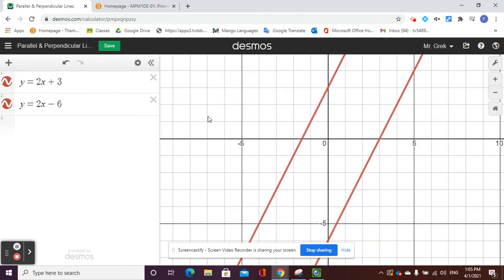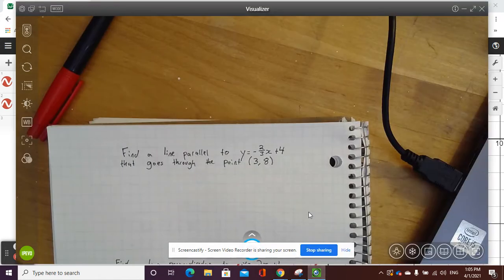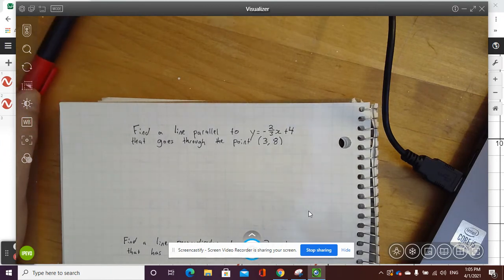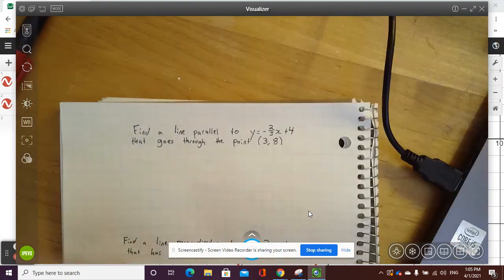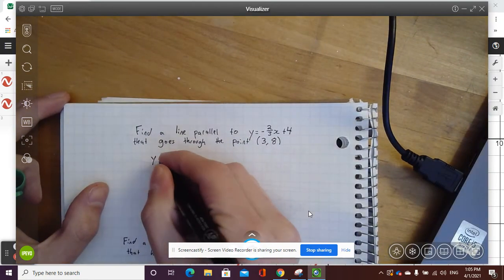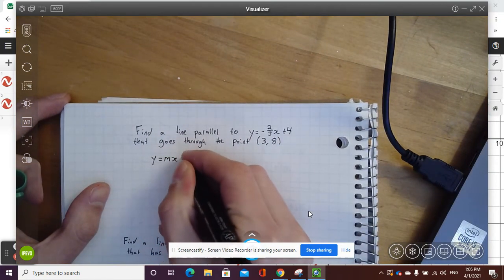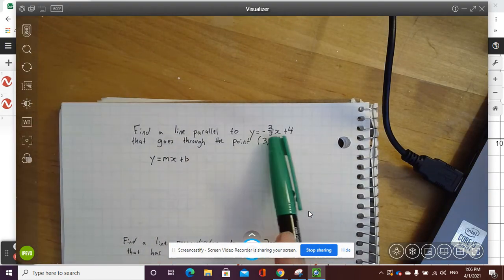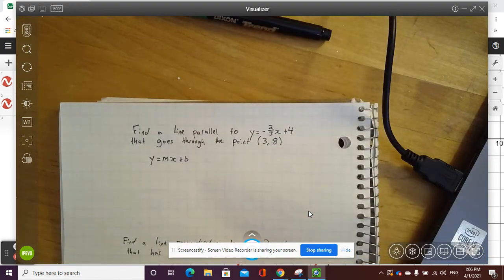And we can also tie this into what we were doing previously. For example, I'm just going to switch over and do a little bit of algebra. This question asks you to find a line parallel to y equals -2/3 x plus 4. And the only other thing we know is that it goes through the point (3, 8). Whenever I'm trying to find the equation of a line, I like to start with my target. Eventually I'm going to find this target, y equals mx plus b. And what do I know so far? Well, I know it's parallel to this line that's given to me in the problem.